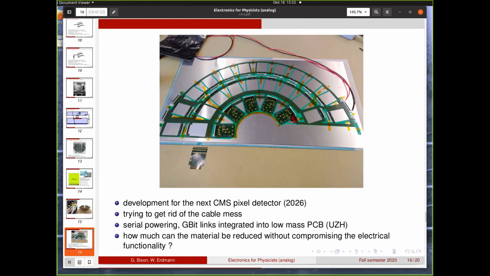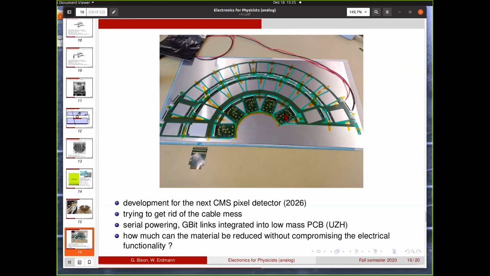And then all the signals and all the power lines have to go through the pieces of material that are left over here. And eventually all these positions will be populated with modules. And the PCB has to carry the so-called serial powering. This is a new concept.